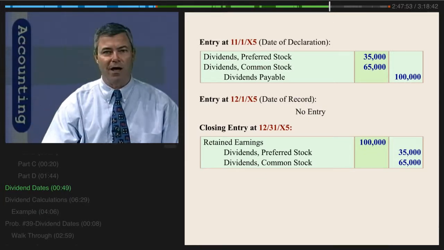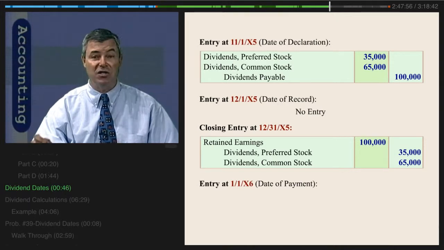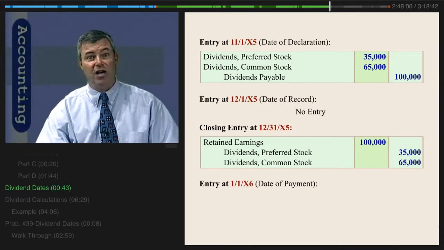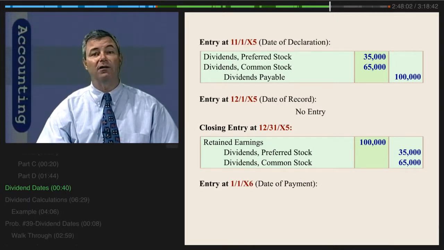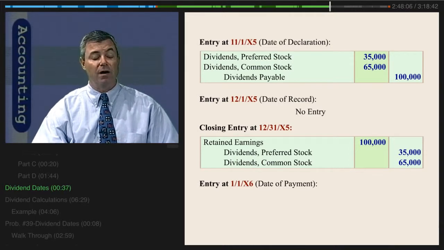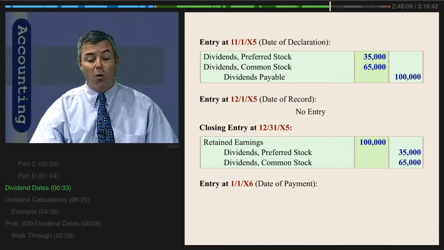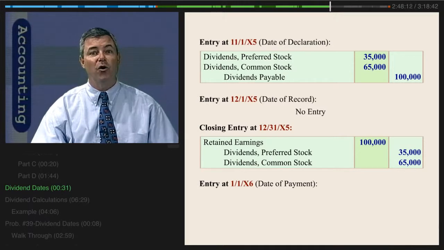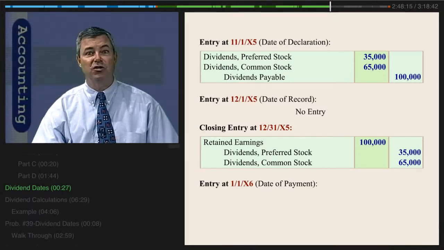Now, the one last thing to account for these properly is that January 1st is the date of payment. And on January 1st, the company now will, according to the directives and declaration on November 1st last year of the board of directors, cut checks. To whom? To the owners of the stock as of December 1st, the date of record.